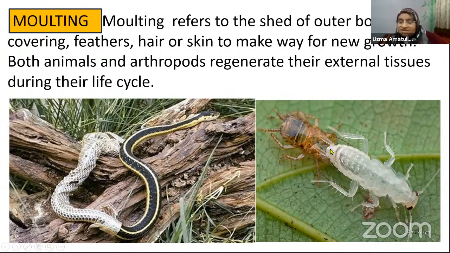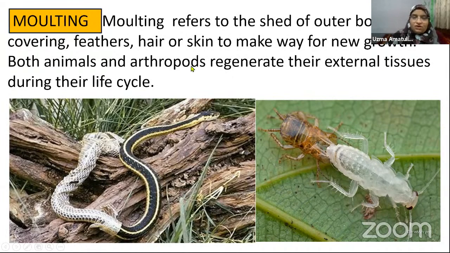Now here, this insect, this cockroach, is also undergoing molting. Here, this brown one you can see is the old outer exoskeleton, which is shed off and coming out. And this one is the new one. Again, this one will become hard and brown later. But here, this is the older one. So this process is called molting.